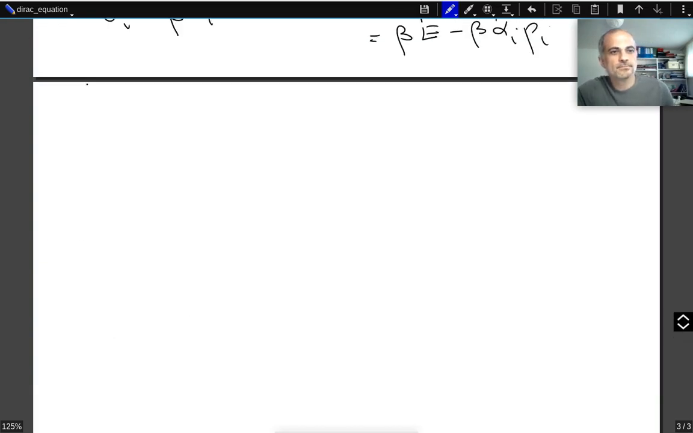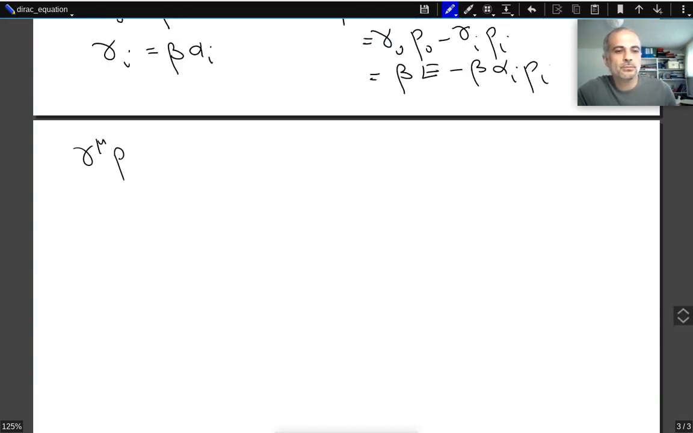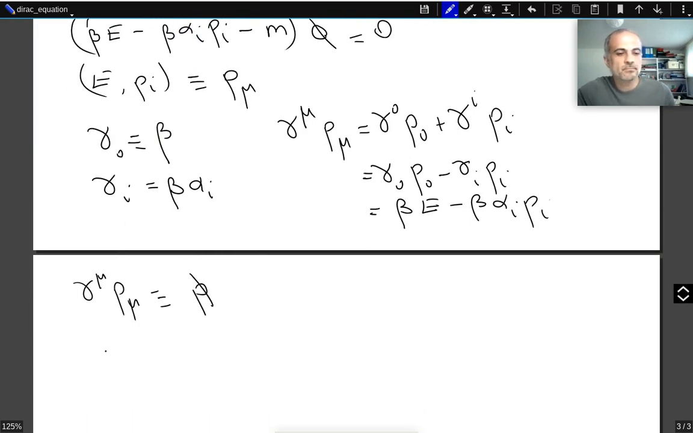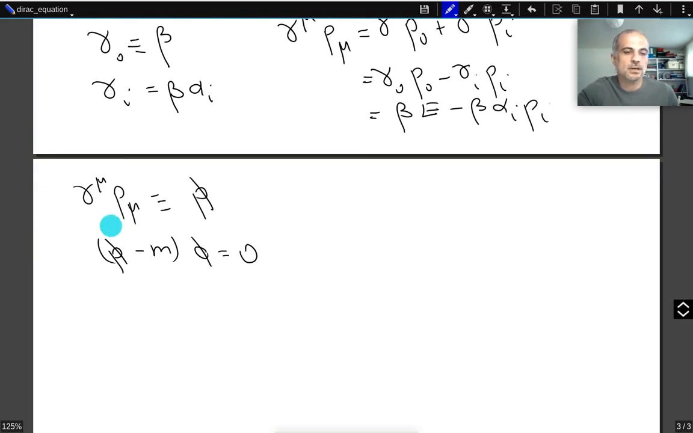Now the combination γ^μ p_μ appears quite often, so there is a special notation for this. Whenever you have a 4-vector contracted with a gamma matrix, we will show it by p-slash. So now the Dirac equation becomes (p-slash minus m) φ = 0. Note that since gammas are matrices, so is φ. φ is a column matrix.